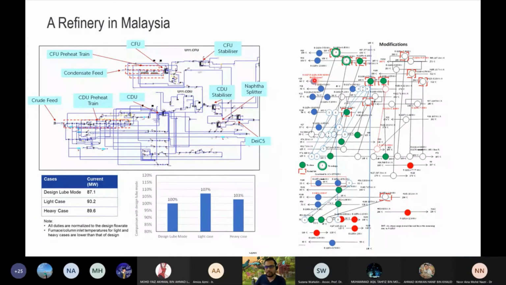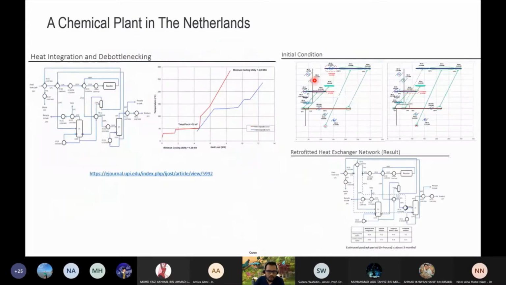and also the duty removed in these blue circles is minimized. So this was the latest one, and then this one in the Netherlands, the one that I was involved in back in 2011, 2012.